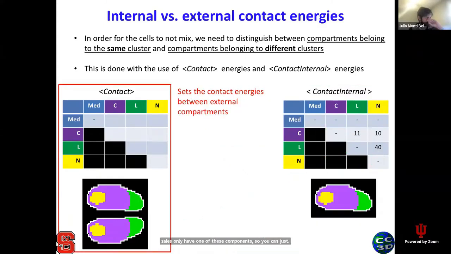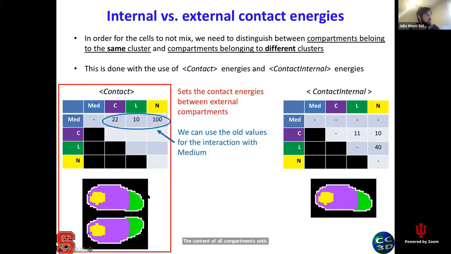And then the external contact energies, which are going to be your standard contact energies that you have in the CompuCell3D syntax, are the contact of all its compartments with everything that's external. So all the contacts of them with the medium, we can still use the old values that we used for that example. So in that case it was 22, 10, and 100. Okay.